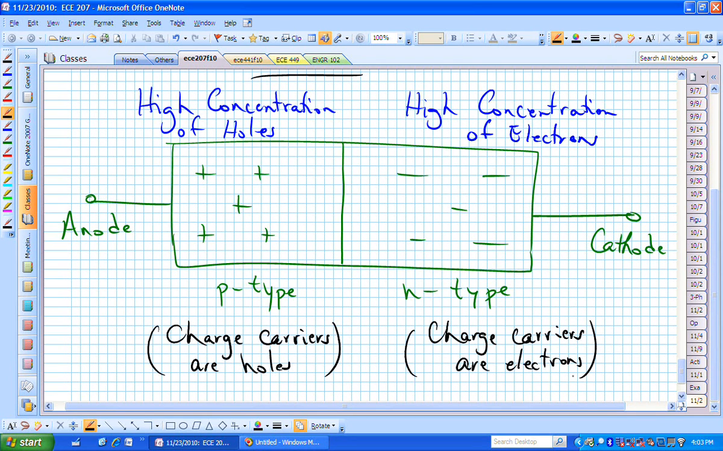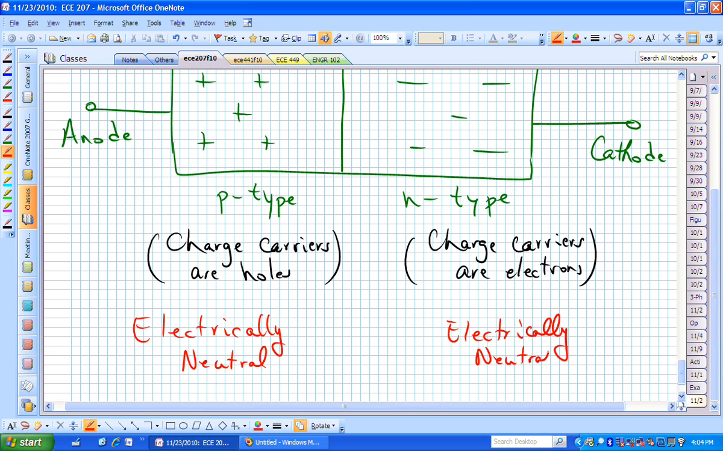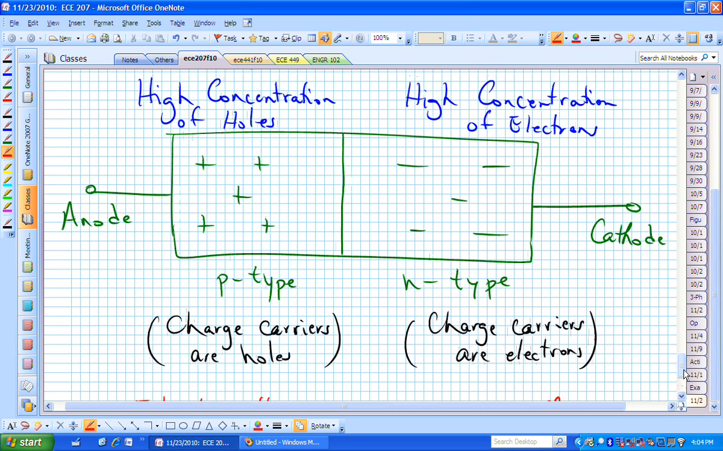But again, these devices are electrically neutral. We haven't split atoms, or done anything that way. You need to keep that in mind, but that's not the interesting part of this. This piece is electrically neutral, as is the right side, the N-type. What's more interesting is what's happening at the interface of this sandwich.